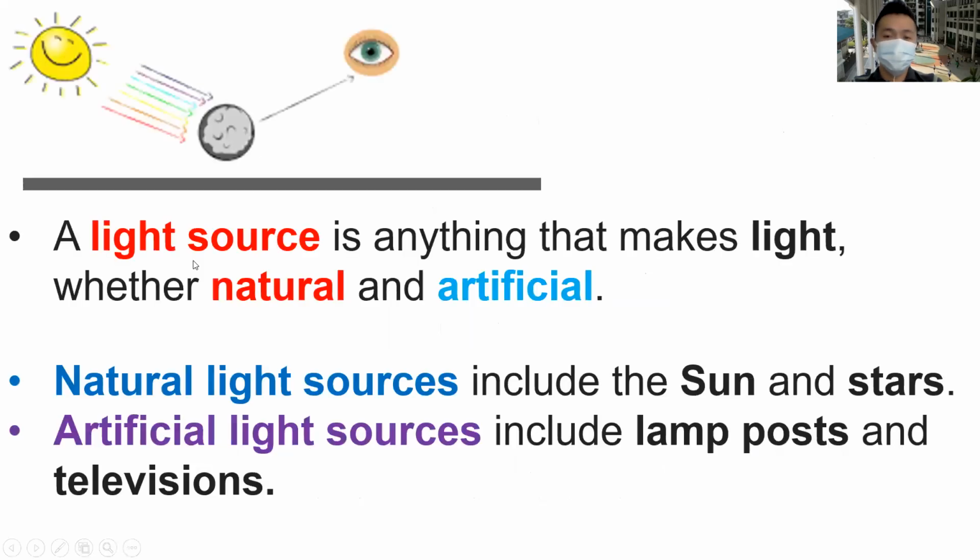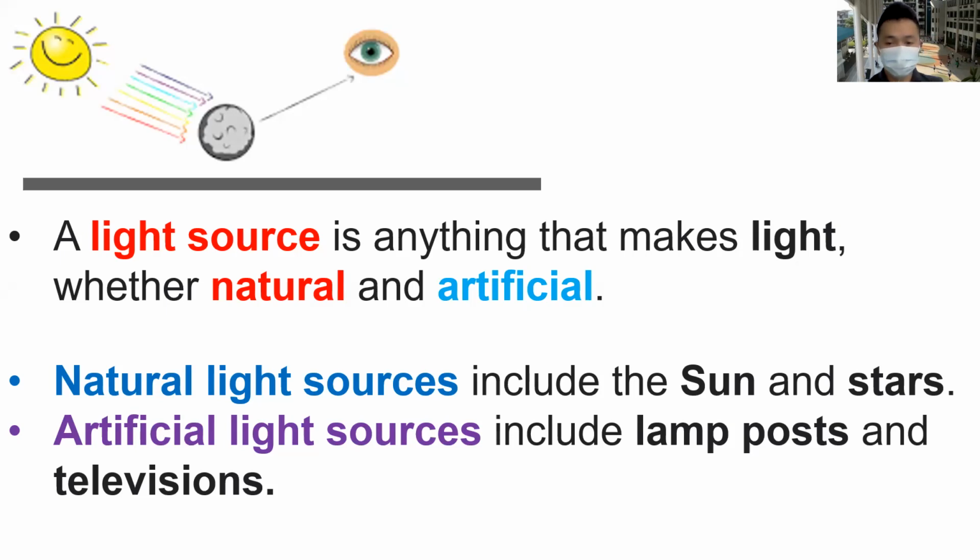A light source is anything that makes light, whether natural or artificial. So what do you mean by natural sources? Natural light sources include the sun and the stars, and many more. Artificial sources include lamp posts and televisions.